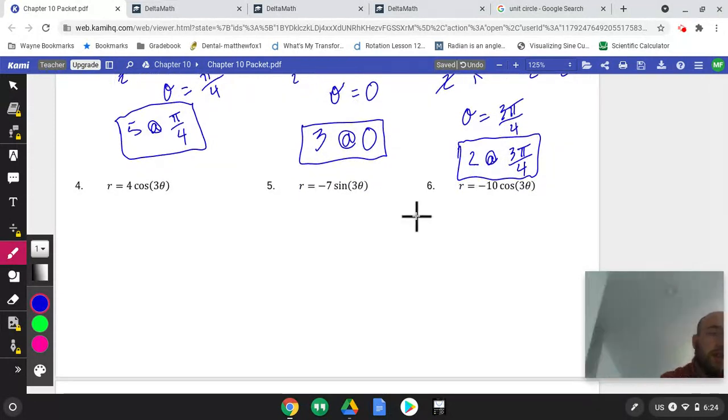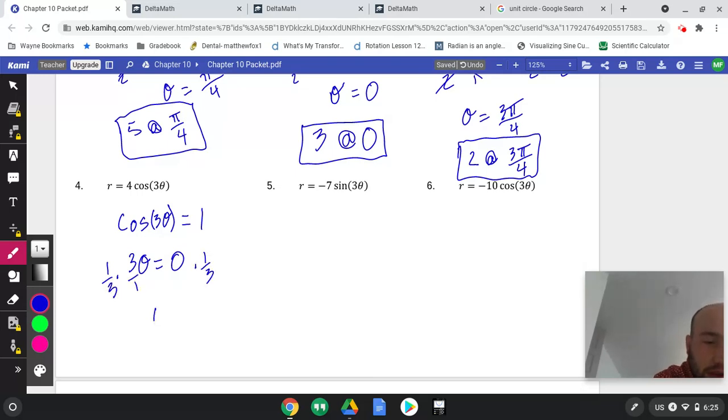Okay, so our next one, cosine of 3 theta, man, not my best day, equals, now this one's positive, so we want it to be a maximum, so equals 1. Once again, that will occur when 3 theta is equal to 0. Times that by 1 over 3. 0 times 1 over 3. And we will get 0. And the maximum's 4 at 0.